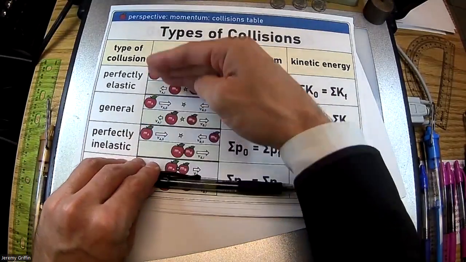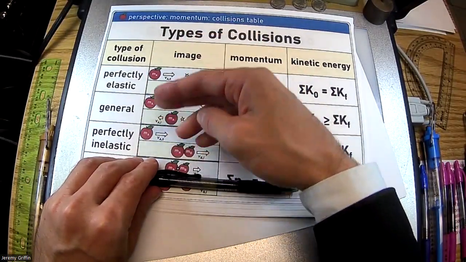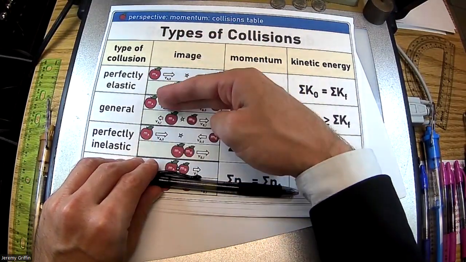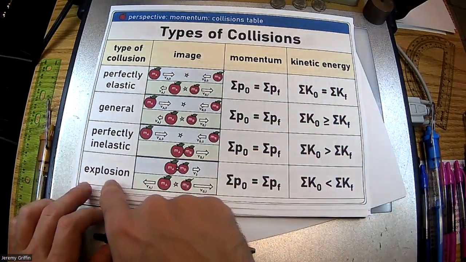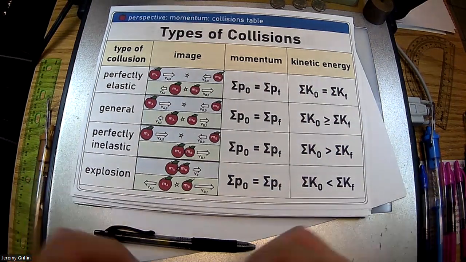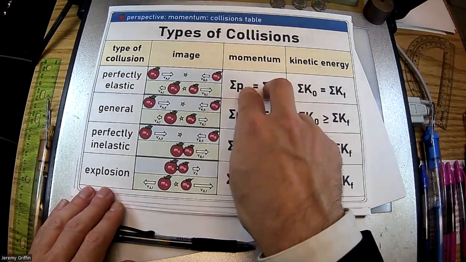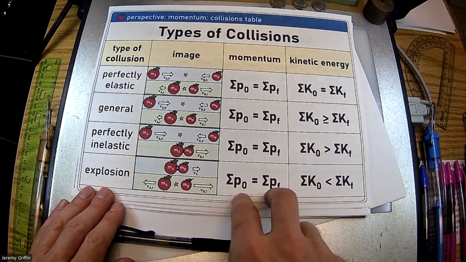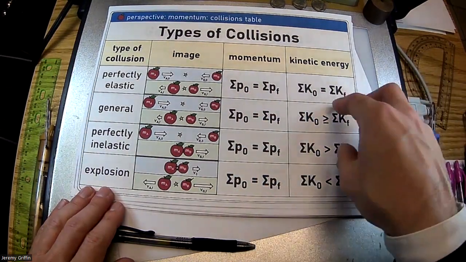These first three rows are a spectrum of different types of collisions: perfectly bouncy, perfectly sticky, somewhere in the middle, right? And then for funsies, I threw on explosion, which is just like reverse inelastic collision. You guys remember the grenade question? Grenade explodes into different parts. Right? For every single one of these, momentum is always conserved. Now, kinetic energy, there's a different story going on.